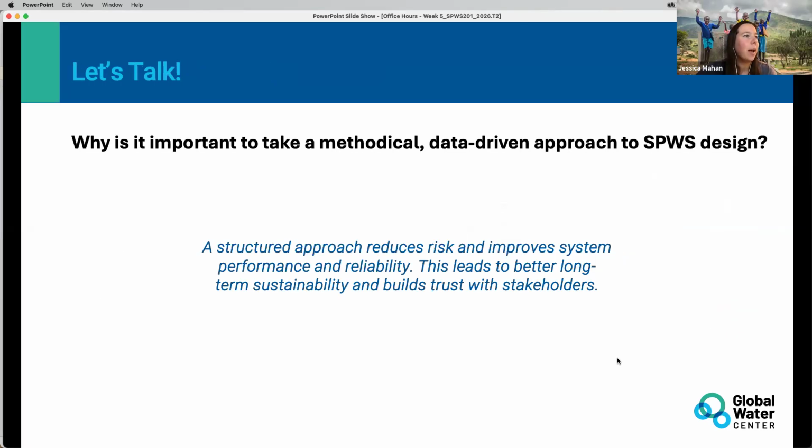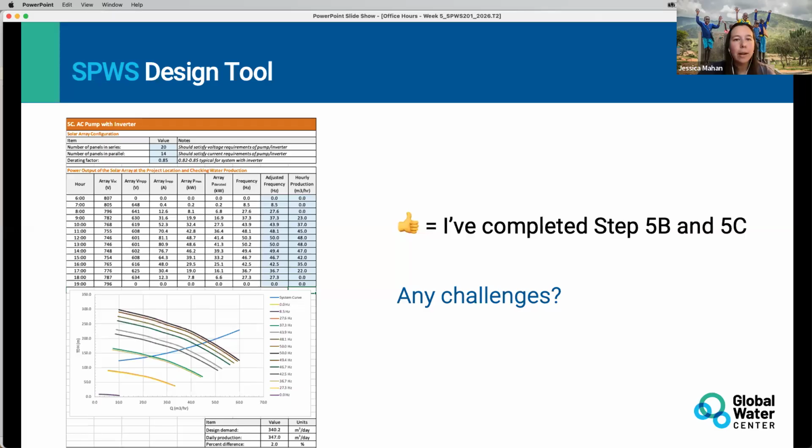I'm actually just going to jump ahead real quick. We just looked at the tool a little bit. Has everybody completed your step 5, B, and C? So it's kind of the end of the design. Maybe just react with a thumbs up if you've completed that yet. And then have there been any challenges with that portion of the tool? Okay, cool. Kate's got it done. Thanks.